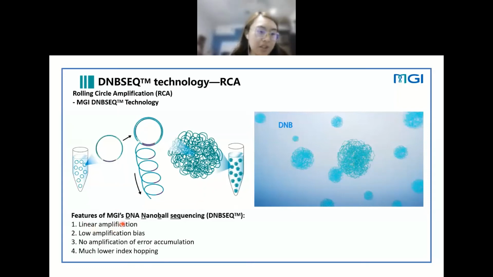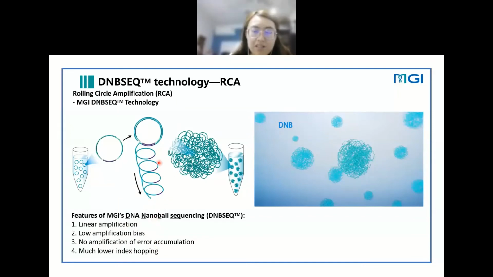Some of the features of the DNA nanoball is that it is a linear amplification. Unlike PCR, which is an exponential amplification where 1 becomes 2, then 2 becomes 4, 4 becomes 8 copies, rolling circle amplification is linear. So 1 copy becomes 2 copies, becomes 3, becomes 4 copies. Because of this linear amplification, the amplification bias is low, and there's no error accumulation during this whole process.